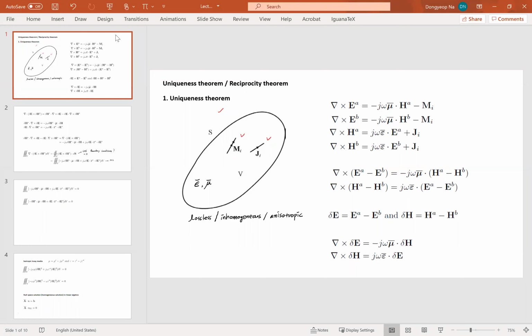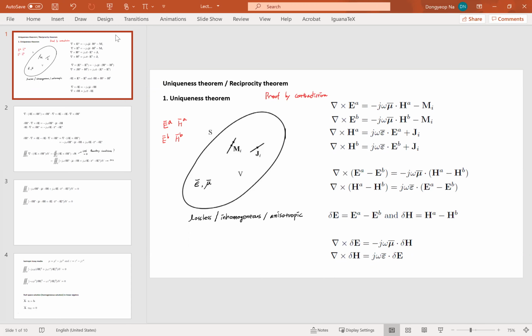Then we have the source here. Then we're going to do a proof by contradiction, to see whether or not the solutions from these sources are really unique. In order to do that, we assume that there are two kinds of field solutions from this single source: the first set is EA and HA, and the other one is EB and HB.